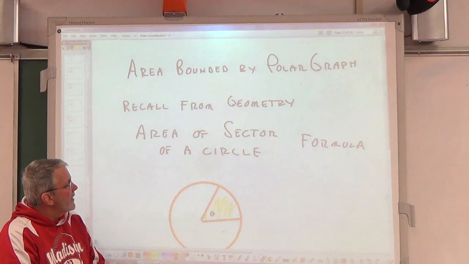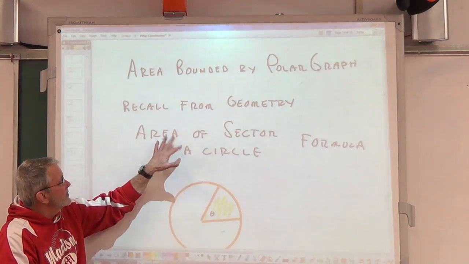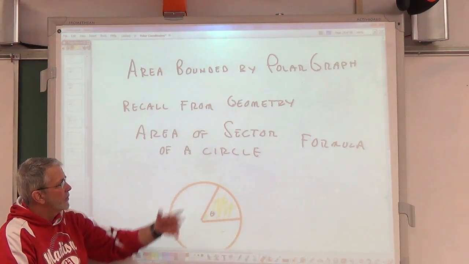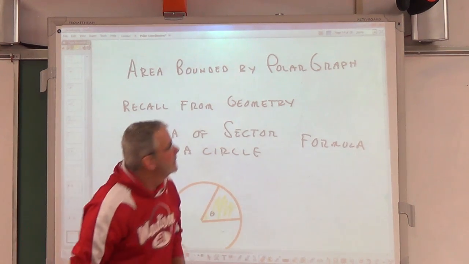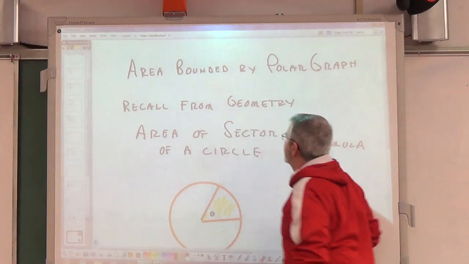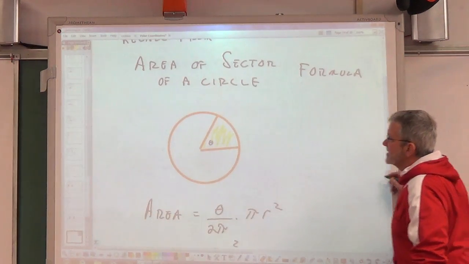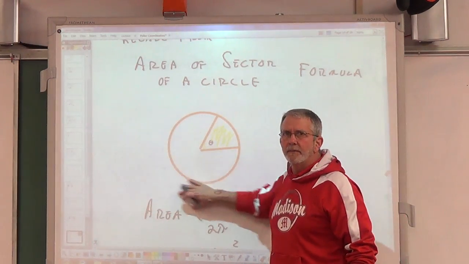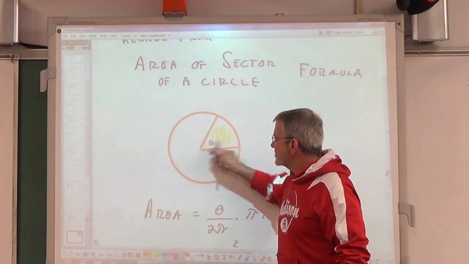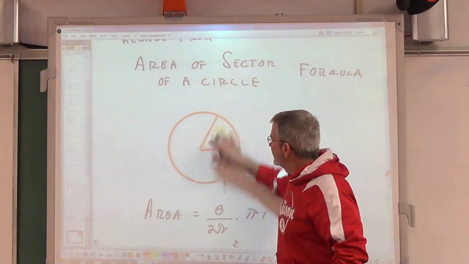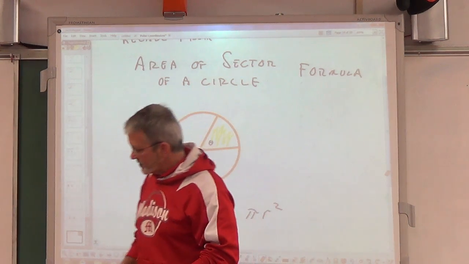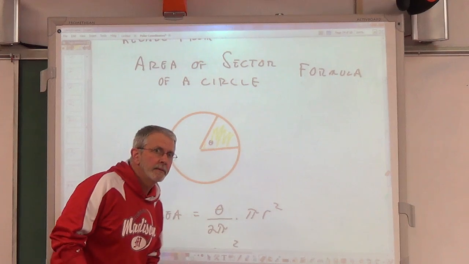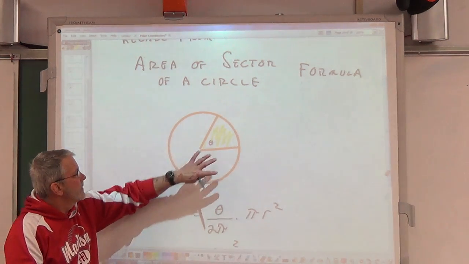A little discussion on that. The first thing we need to do is recall the area of a sector of a circle formula. This is basic geometry 101. I have a circle, and I have a sector. This is a central angle there. And if I want to find the area of that sector, well, what is it? First and foremost, it is a portion of the area of the circle.